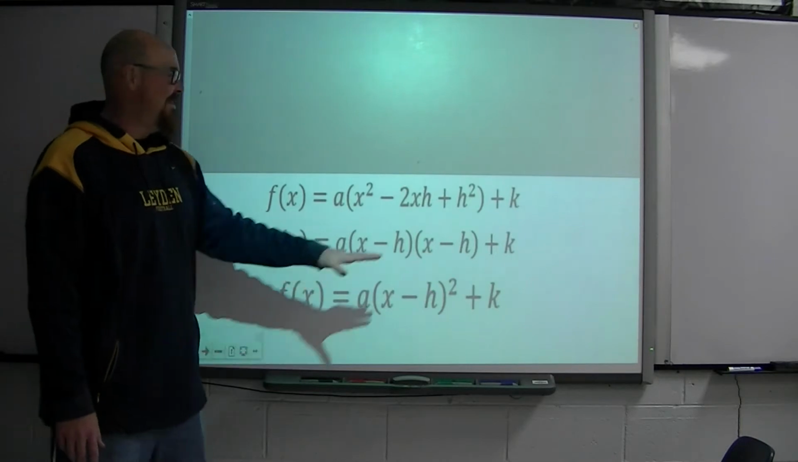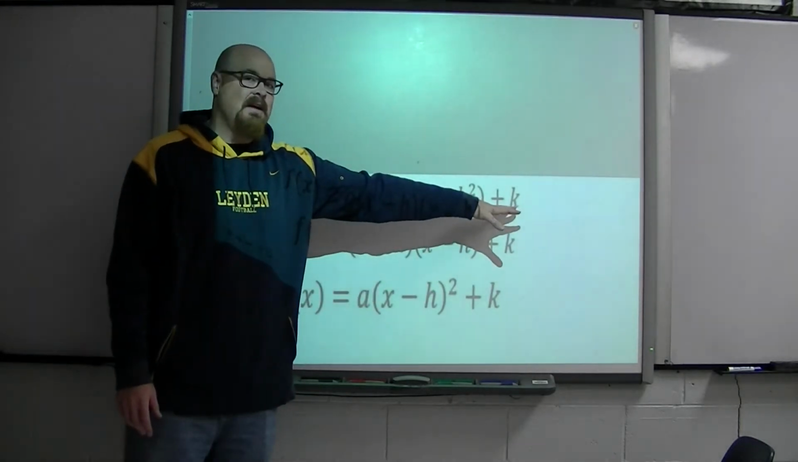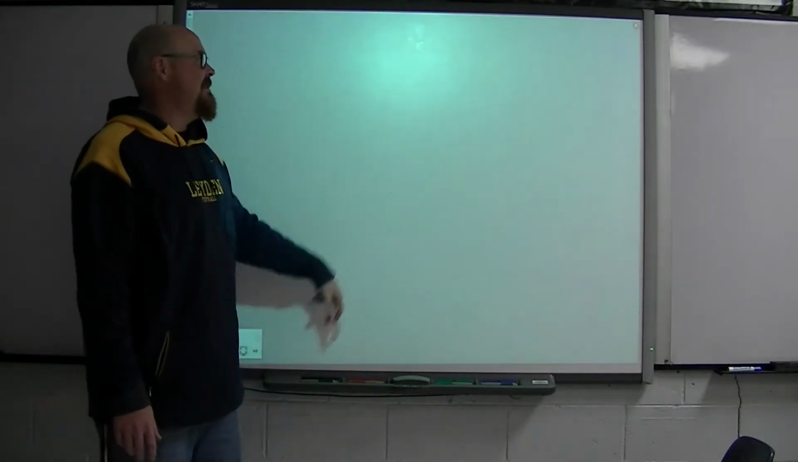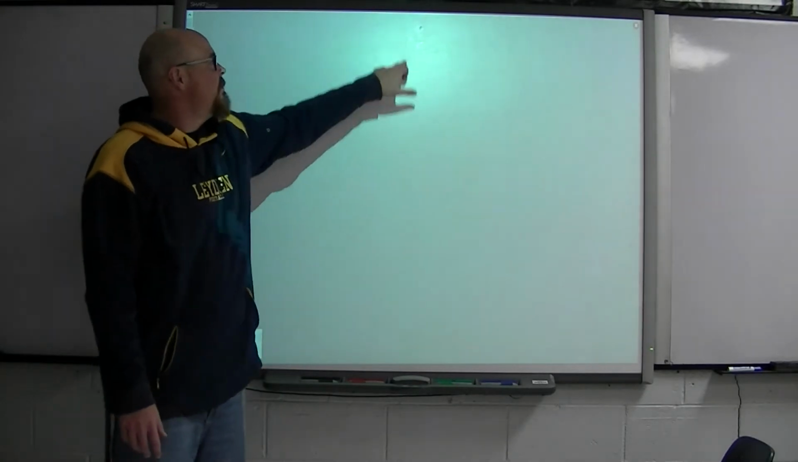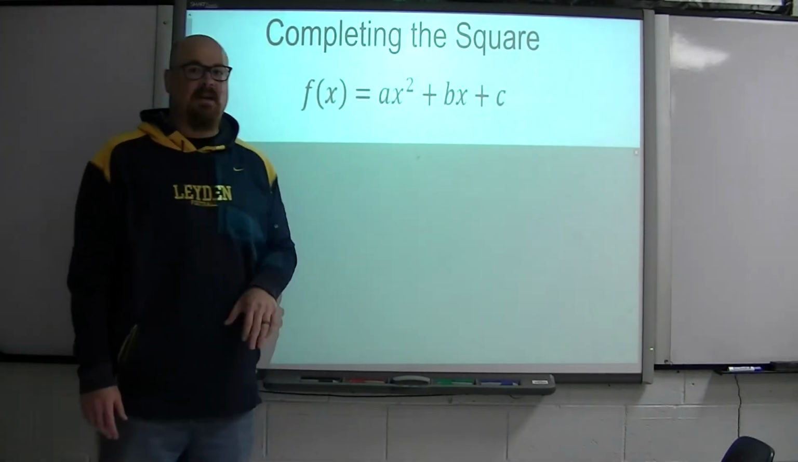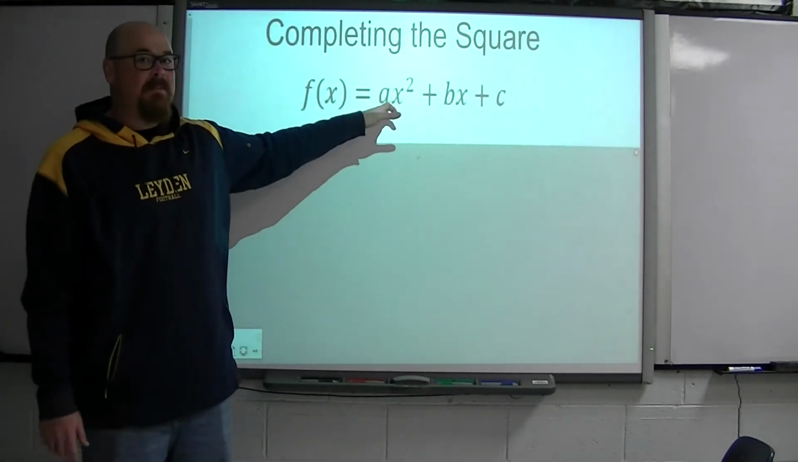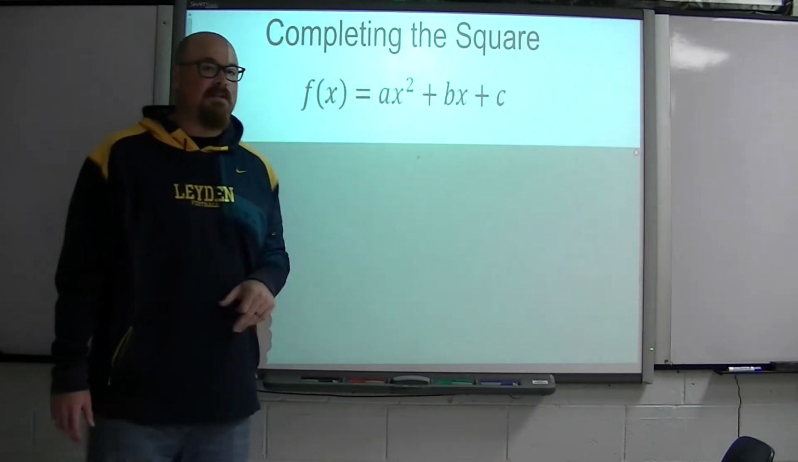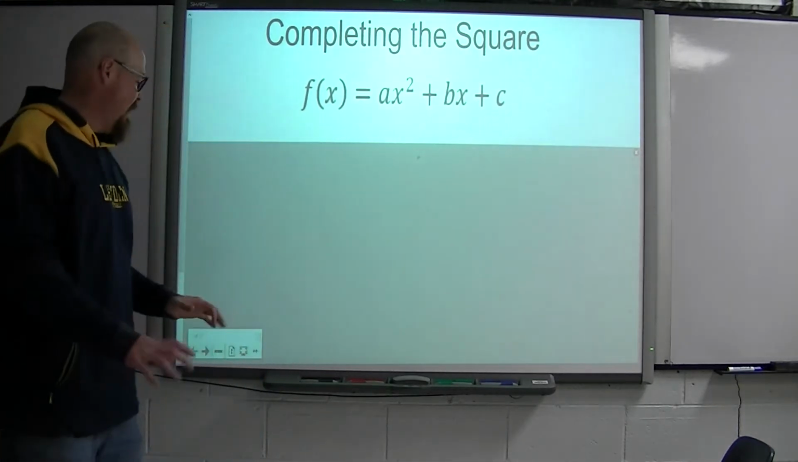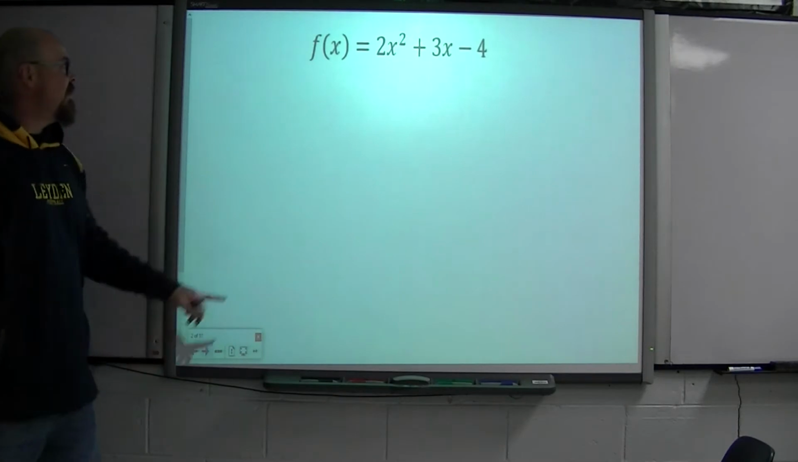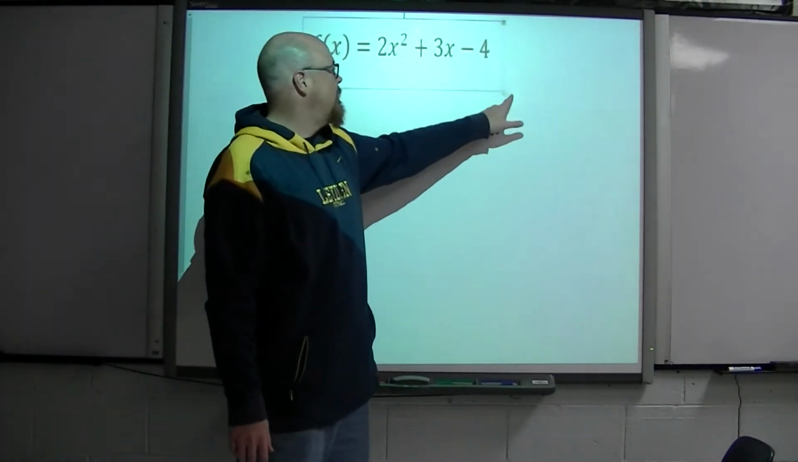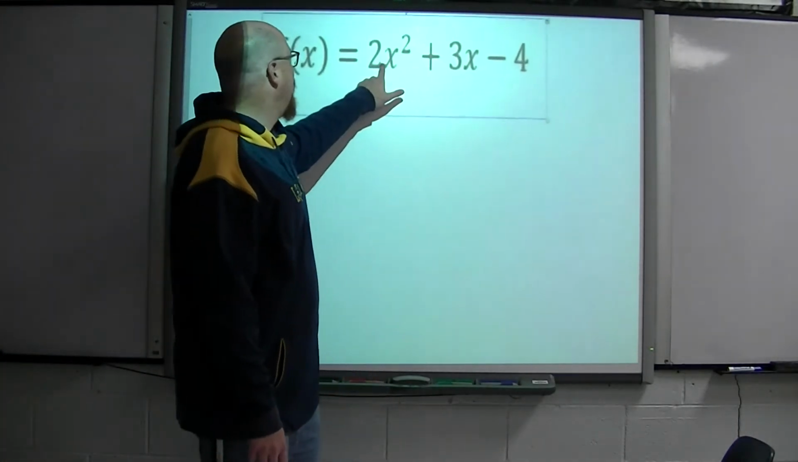The other thing is that this value of k is not the same as this c. The a is the same as that a, but the c is different. Okay, c and k are different. So without getting too much further down that road, let's see what this process looks like.